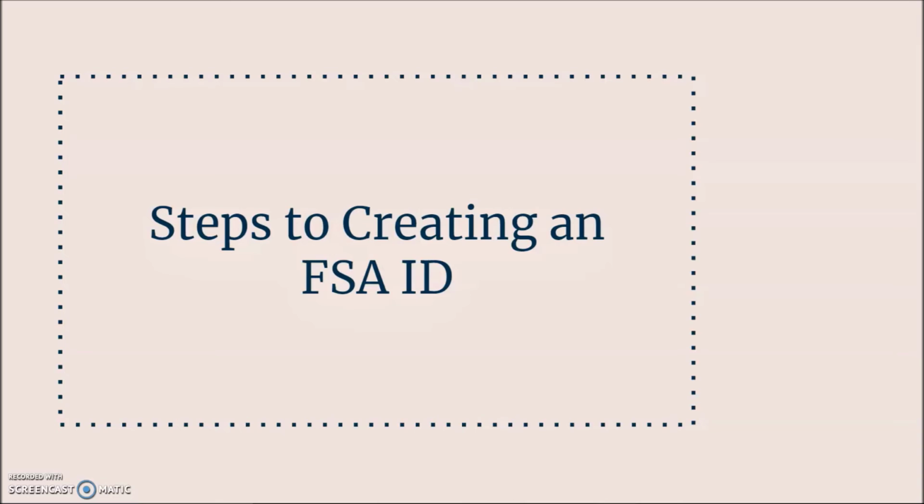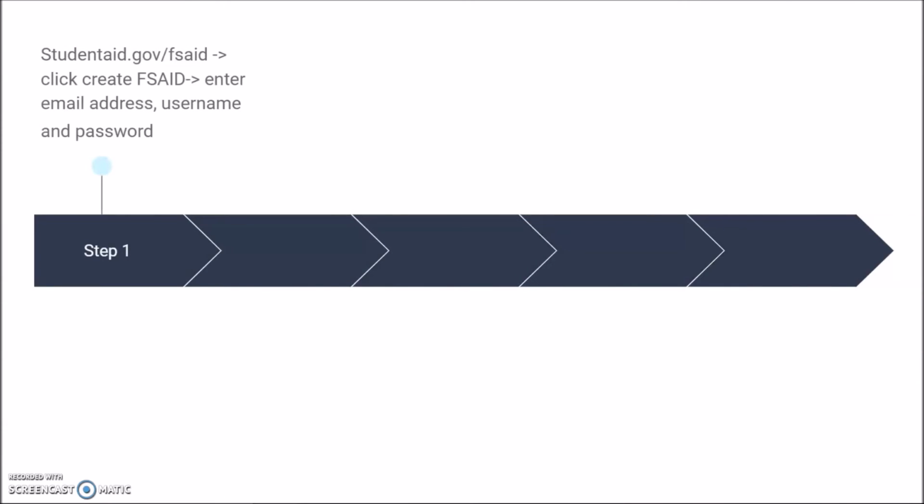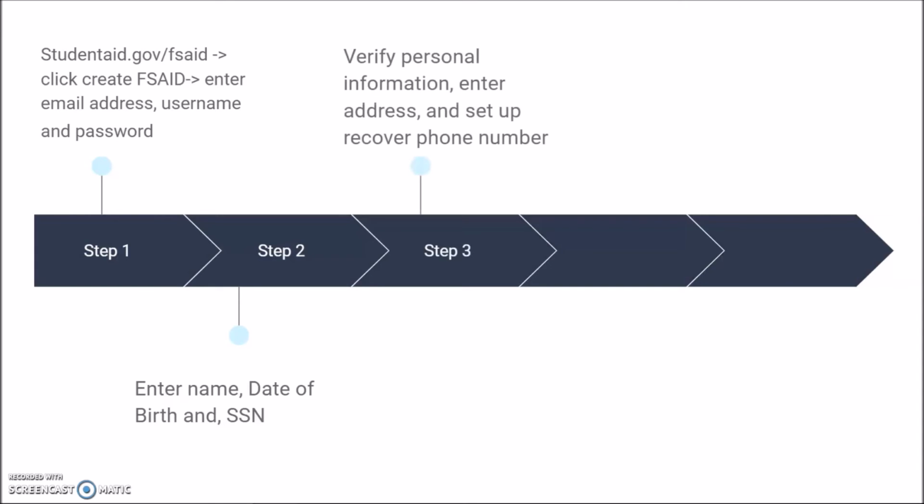That was a lot of information. Let's review the steps again. Step 1 is to access the Create Account page. There you will set up your username and password and enter your email address. Remember, it is important to use an email address that you know the password to. Step 2, provide your name, date of birth, and social security number. Step 3, provide your mailing address, select your language preference, and provide your cell phone number.